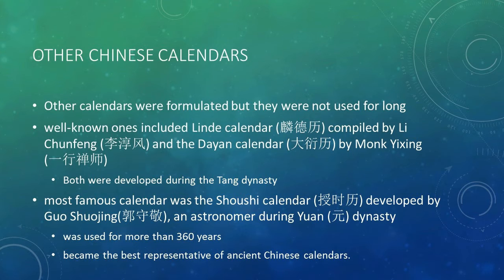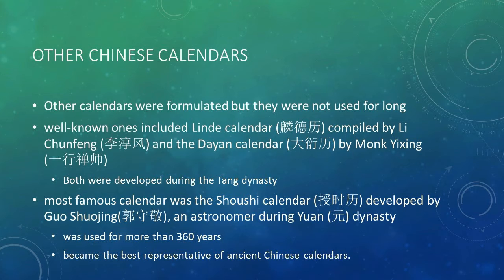Why were they not very accurate? I mentioned in the earlier part of the talk that the astronomers of that time didn't realize that the sun doesn't move at the same speed during different parts of the year. They assumed that it moves at the same speed, which resulted in this miscalculation.